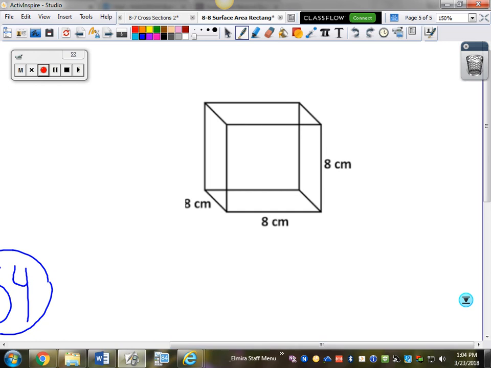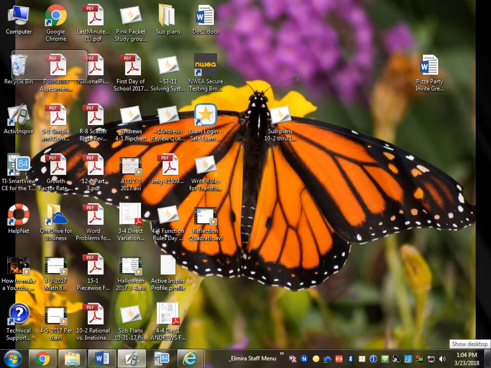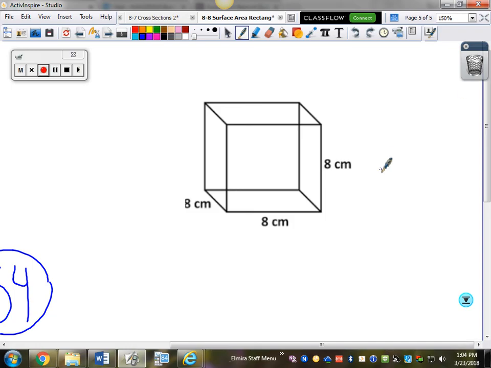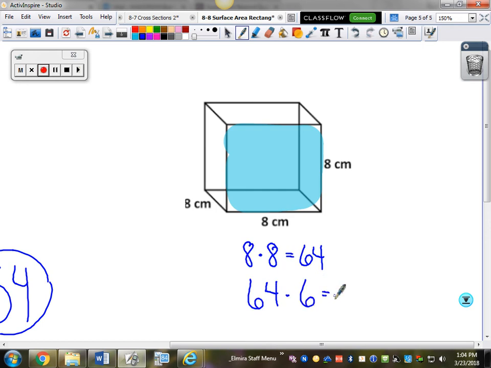One more time, here's one with 8. If I know that this whole face is 8 by 8, that's 64, and then there's 6 of them, that multiplies out to be 384, because they're all the same.